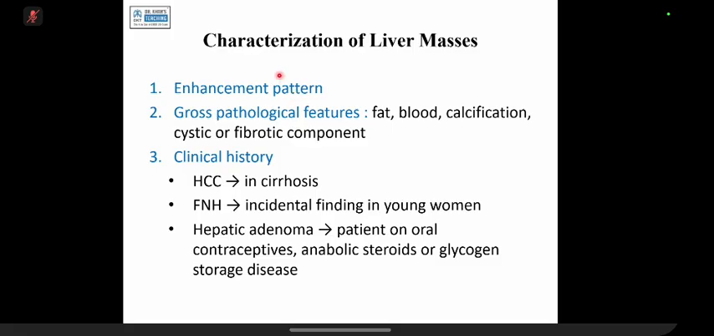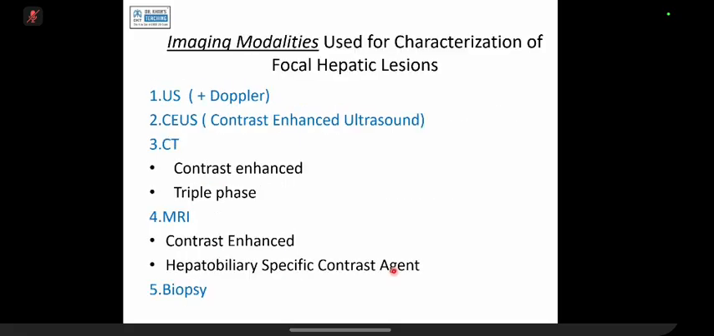makes it simple. Gross pathological features, for example, if a patient has blood, calcification, fat, fibrosis, etc., this helps. Clinical history is helpful, particularly in HCC. You see, my index of suspicion for an arterially enhancing case in a cirrhosis will be totally different than a normal case. FNH is an incidental finding in the young. Hepatic adenomas are very important. Those of you who are into anabolic steroids, gym, or ladies with oral contraceptives, or of course glycogen storage disease. So these are the things in which hepatic adenoma is something which has to be considered.